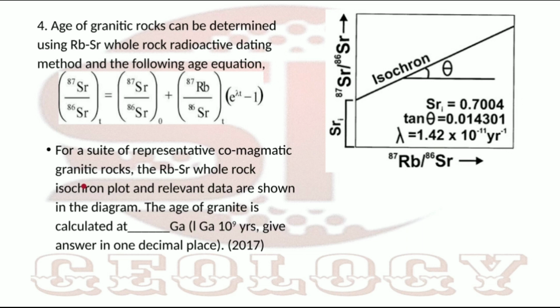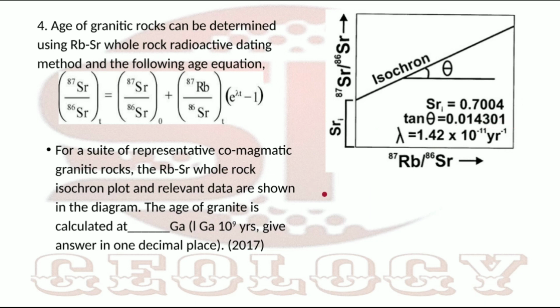So the age of the granitic rocks can be determined by this formula. For a suite of representative granitic rocks, the rubidium strontium whole rock isochron plot and relative data are shown in the diagram. This is the isochron line. So we have to calculate the age of the granite. So this is a plot for granitic rock. We have to calculate the age of the granite. The slope here is given. This is 0.0143.